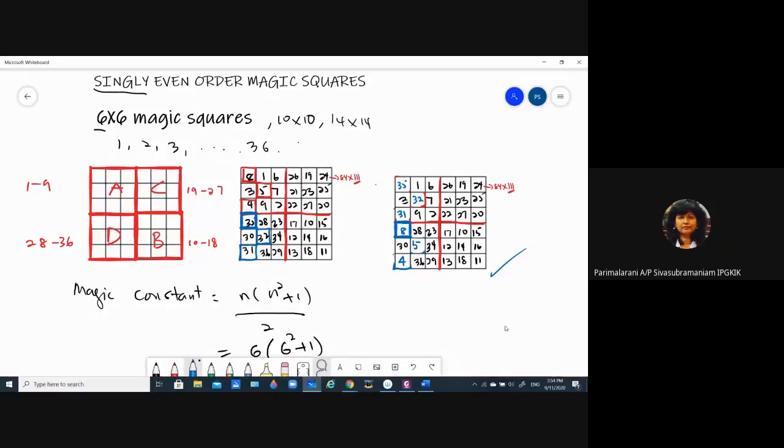Now it's a 6 by 6 magic square where all the totals will give you 111. You can check it out first, okay? So this is how we fill a 6 by 6 magic square. Any questions?